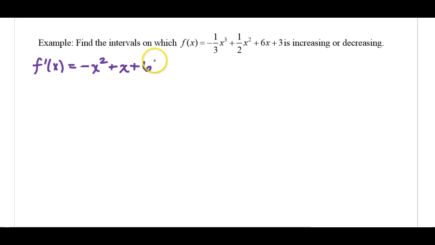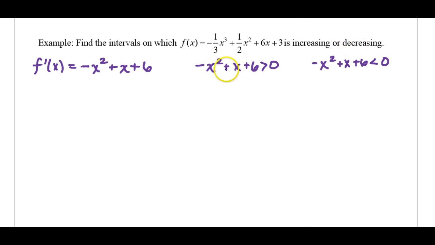I want to know when this function is positive and when this function is negative. So ultimately, here's what I'm looking for. Where is negative x squared plus x plus 6 greater than 0? And when is negative x squared plus x plus 6 less than 0? So we can take one of two approaches here. We can do this graphically, or we can do this analytically.